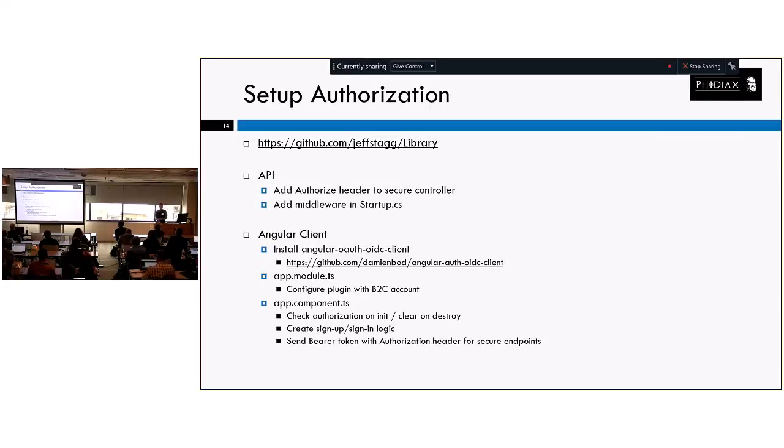So the next part we want to do is set up our authorization. Again, there are two sides of that. We want to set up the API to say that we're going to be handling all of our authorization through a JWT and through the URL that we have our Azure B2C instance set up on. We also want to add the authorize header to any controllers that we want to secure. Inside of the Angular client, we're going to be using a plugin called the Angular OAuth OIDC client. We're going to be editing our app module and our component to set up that plugin.